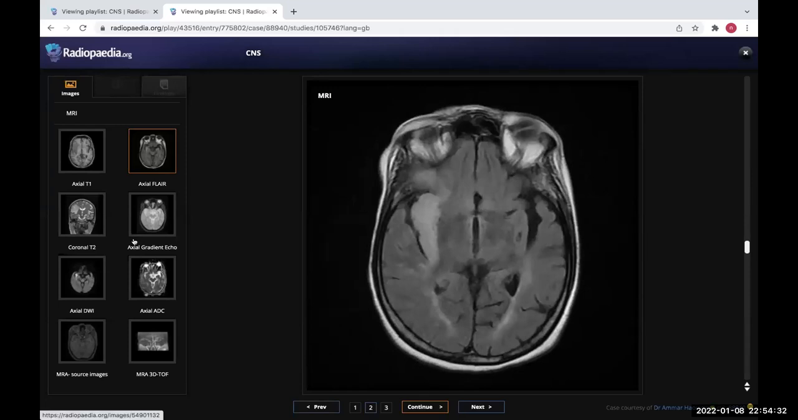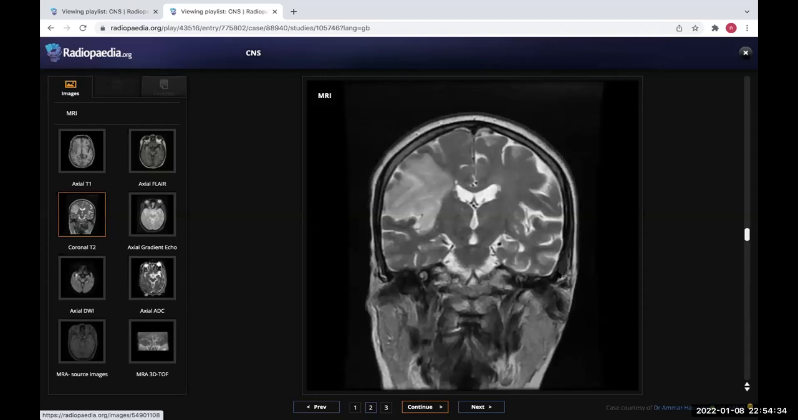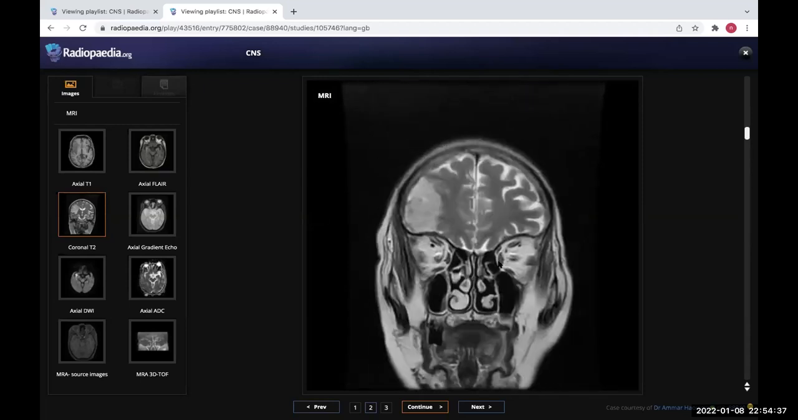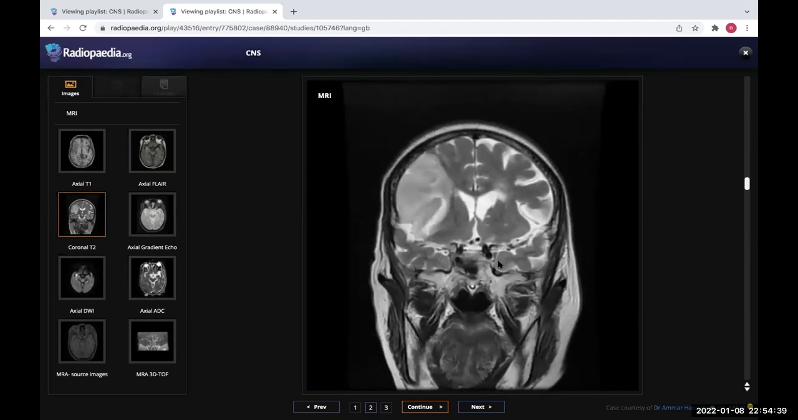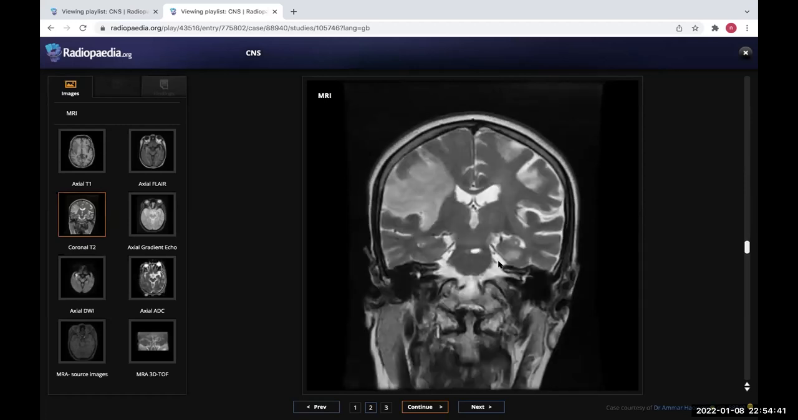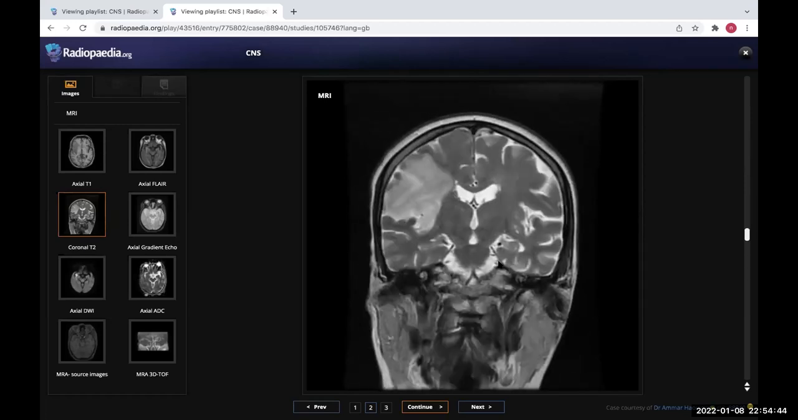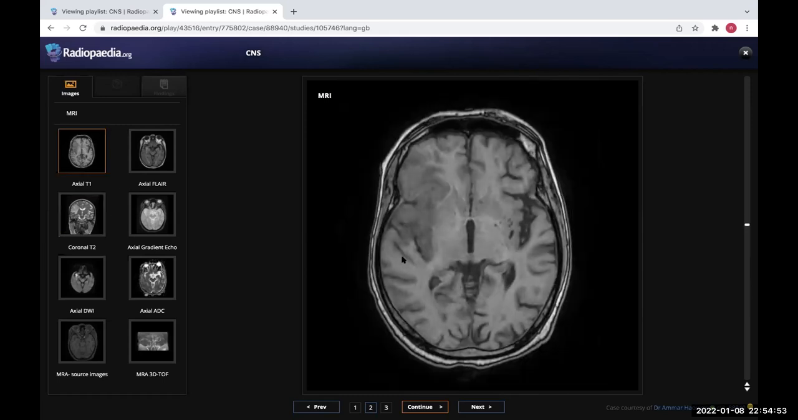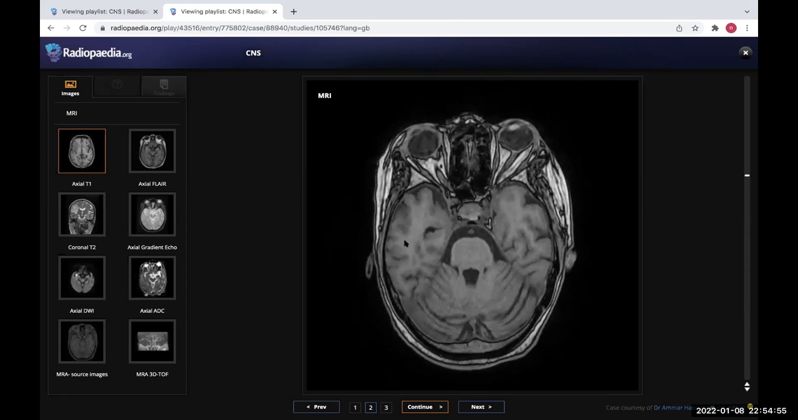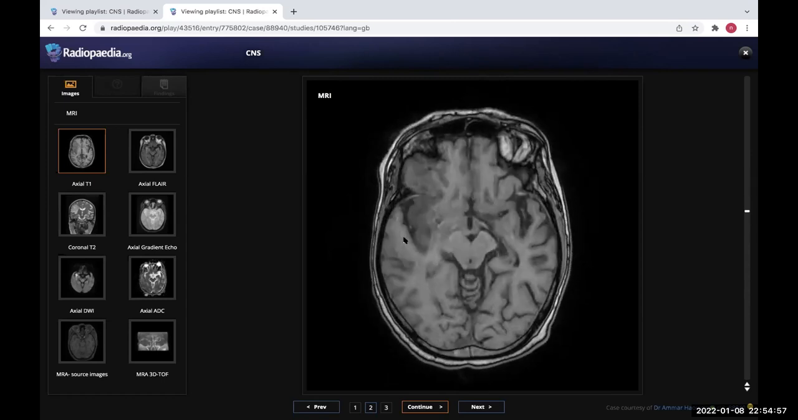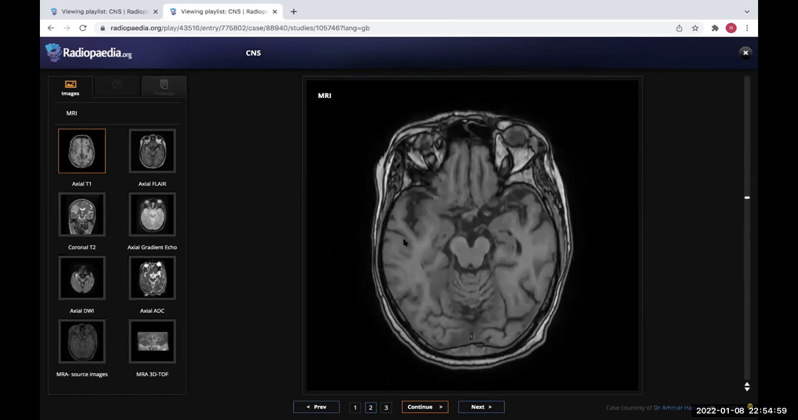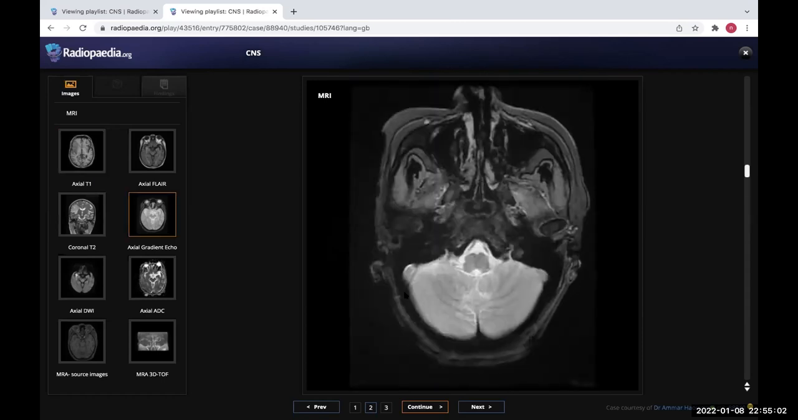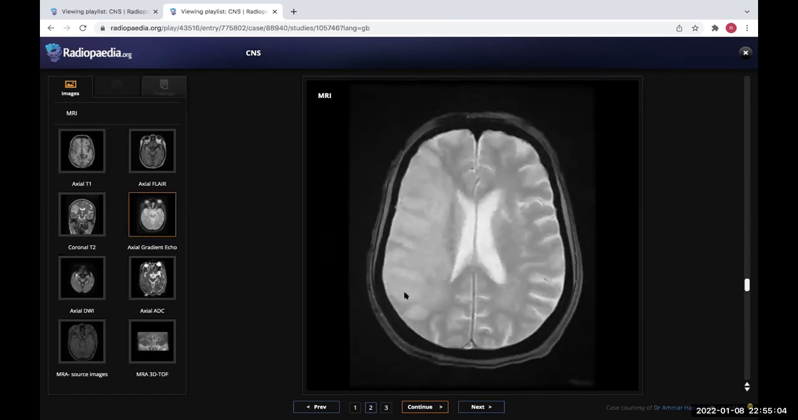But I will look at the other sequences to see if this is only a right-sided pathology or is it involving the left as well. No, on T2, it's basically, I feel, a right-sided pathology, but again, a small hyperintensity in the left temporal lobe as well. I'll have a look at the T1, at the axial gradient. So what are you thinking about this huge area?